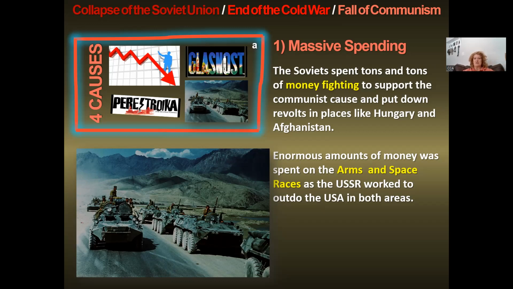Enormous amounts of money were spent on the arms and space race, and the USSR and the United States constantly threw money into projects to try to outdo each other in both space and the arms race. And then, of course, the Soviet Union also has the cost of all of these military ventures they are supporting around the world to support communism.